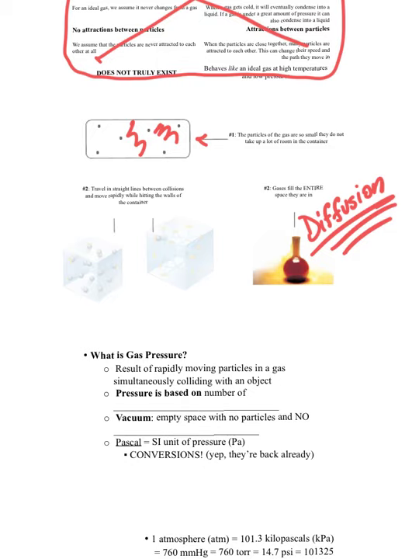On to the next page. What is gas pressure? It's a result of rapidly moving particles in a gas simultaneously colliding with an object. Pressure is based on the number of collisions. Sometimes we talk about a gas compared to a vacuum. A vacuum is when there is an empty space, when there are no particles. And if there are no particles, then there can be no pressure. So the absence of a gas in a container would be a vacuum.